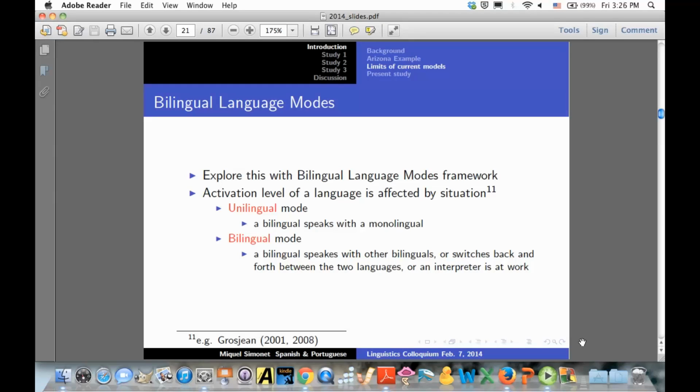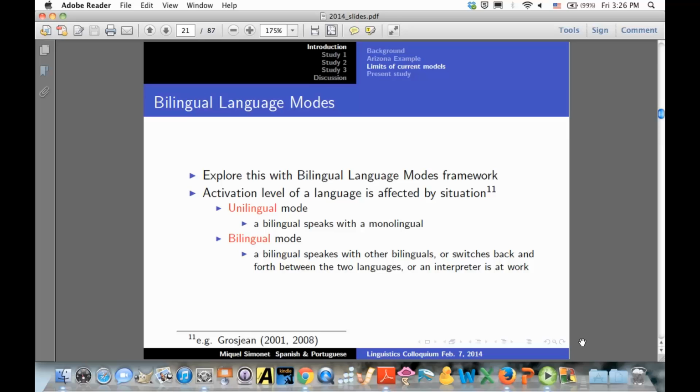It's the bilingual language modes framework of Grosjean, in which it is thought that the level of activation of a language in a bilingual depends on the situation. So you have these two extremes on a continuum from monolingual to bilingual mode. Unilingual mode would be the case in which a bilingual is speaking to a group of monolinguals, so only one of the languages is active, the other one is dormant or even inhibited.